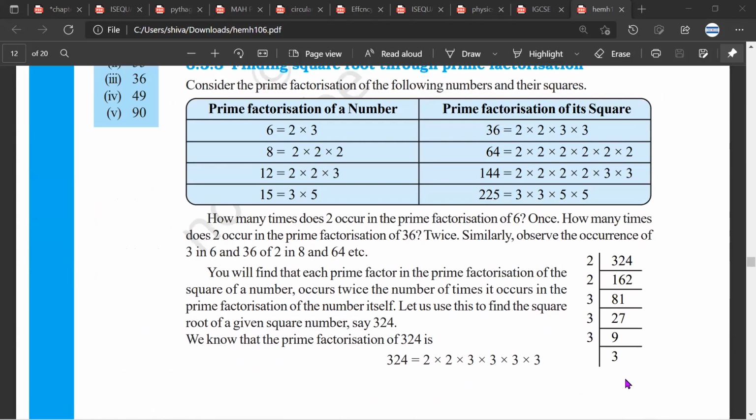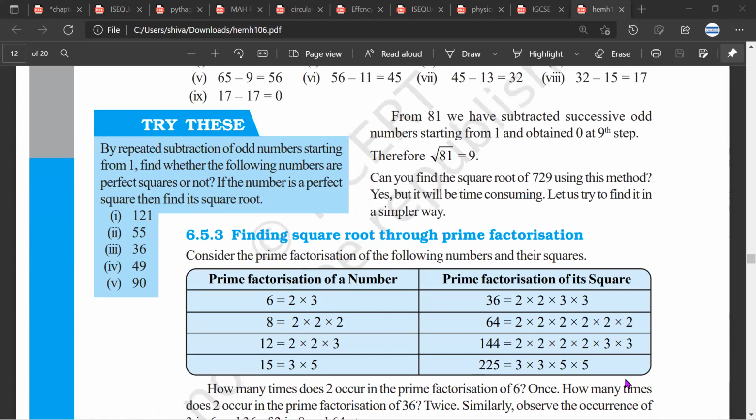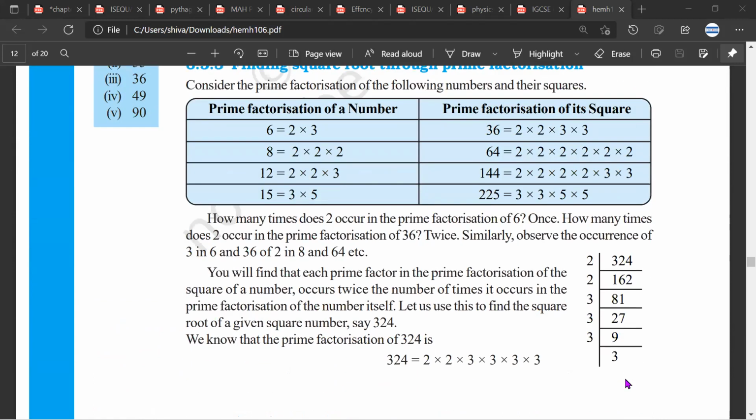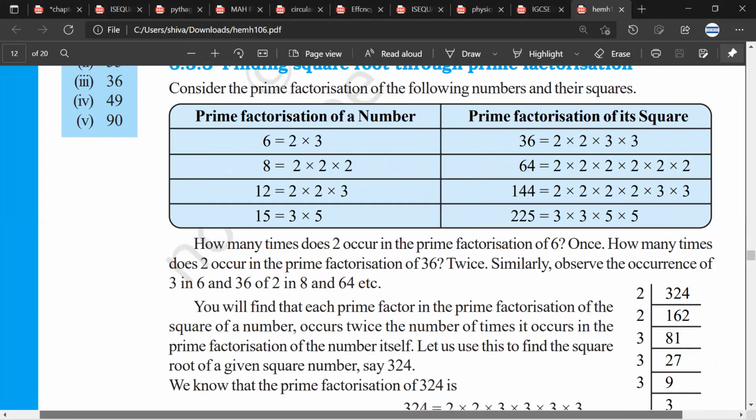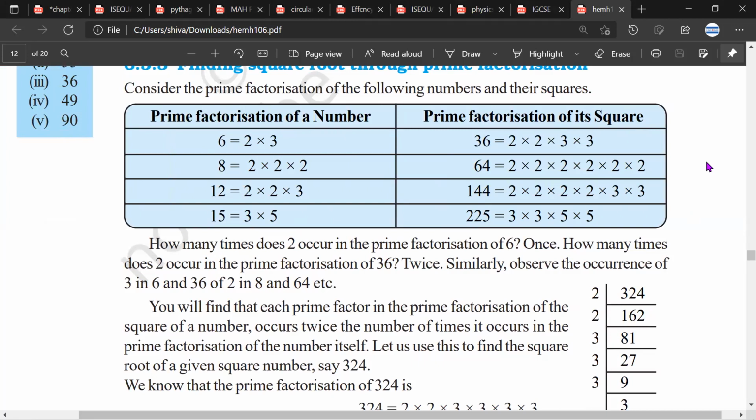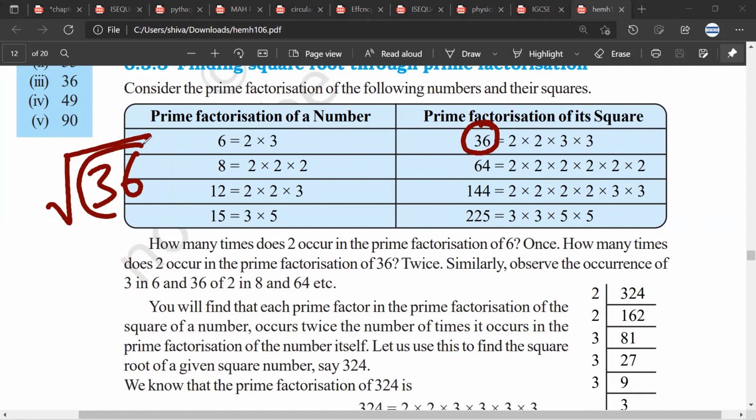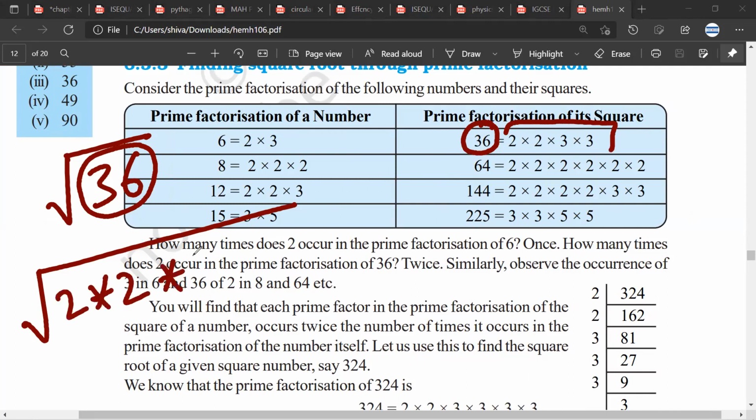Do we have any doubt about prime factorization? No, sir. Mr. Aryaman? So let us take an example, a very nice number: square root of 36. How do I find the square root of 36? Basically, whatever number is written here, I take the prime factors. So the prime factors of 36, as you can see here, are 2 into 2 into 3 into 3.